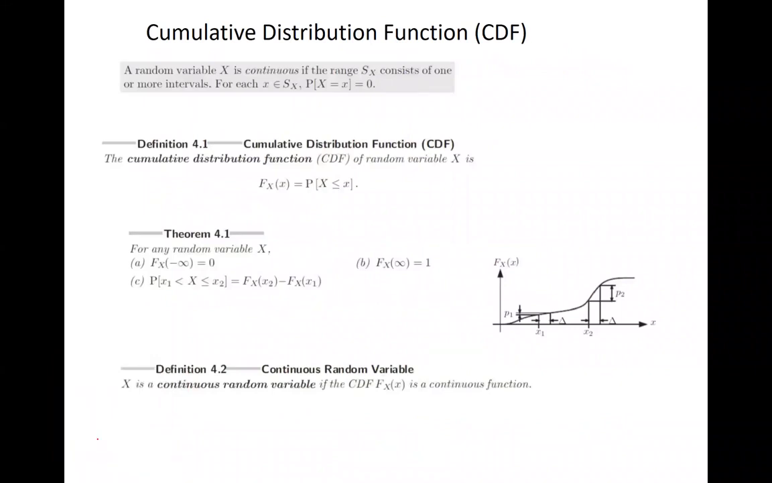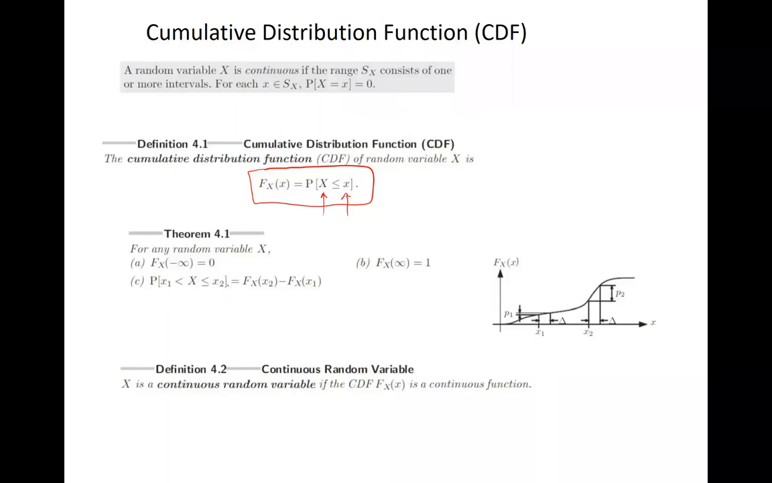A random variable X is continuous if the range Sx consists of one or more intervals. The CDF is defined, as you see here, with this formula for any random variable, continuous random variable X. And note that this small x refers to the values of the random variable X.